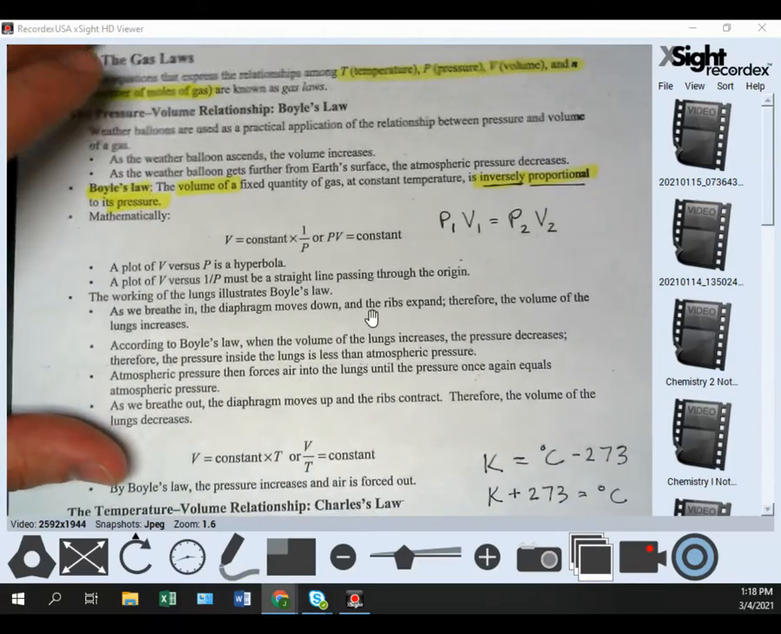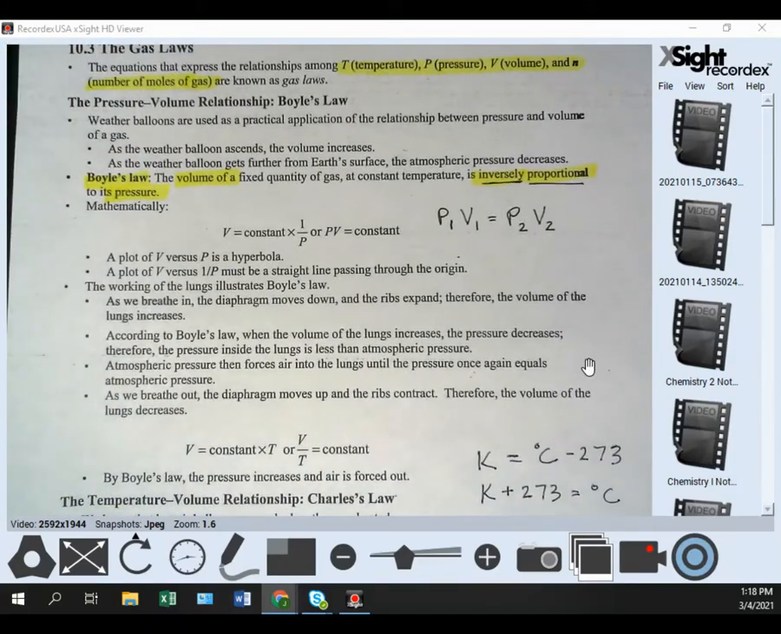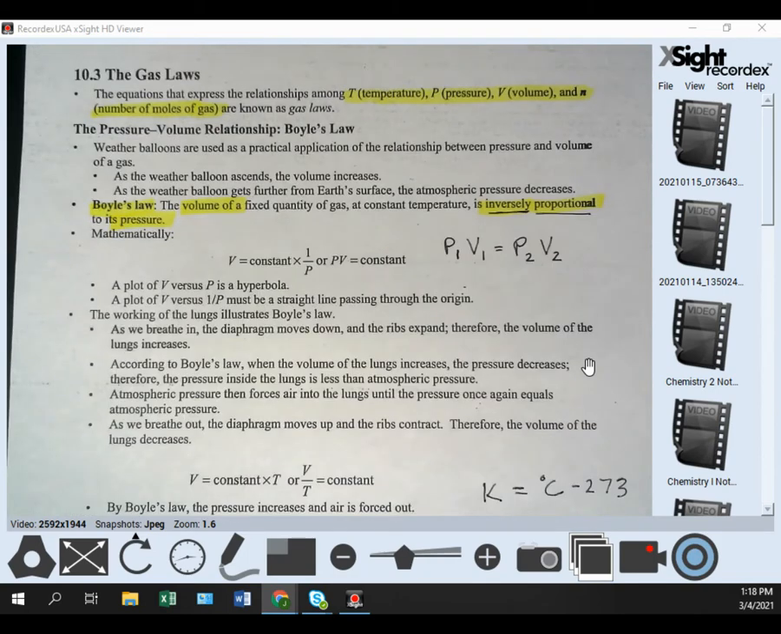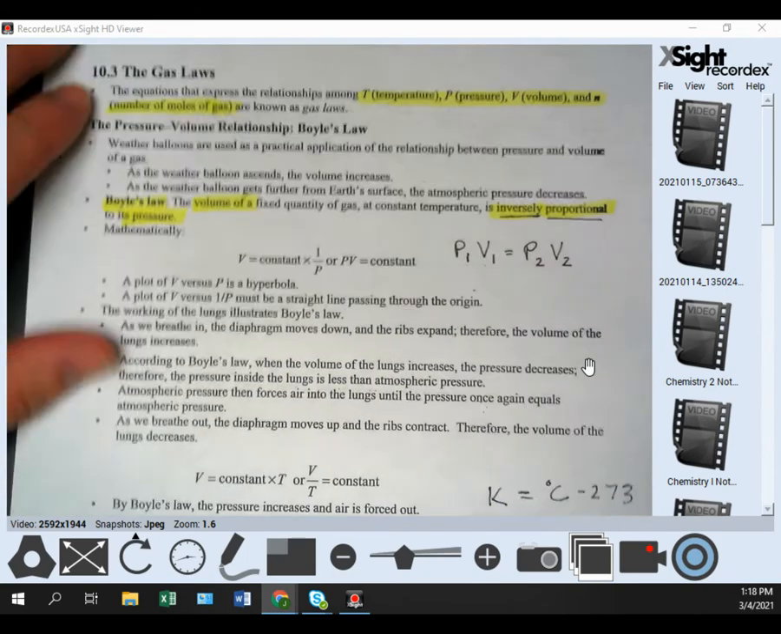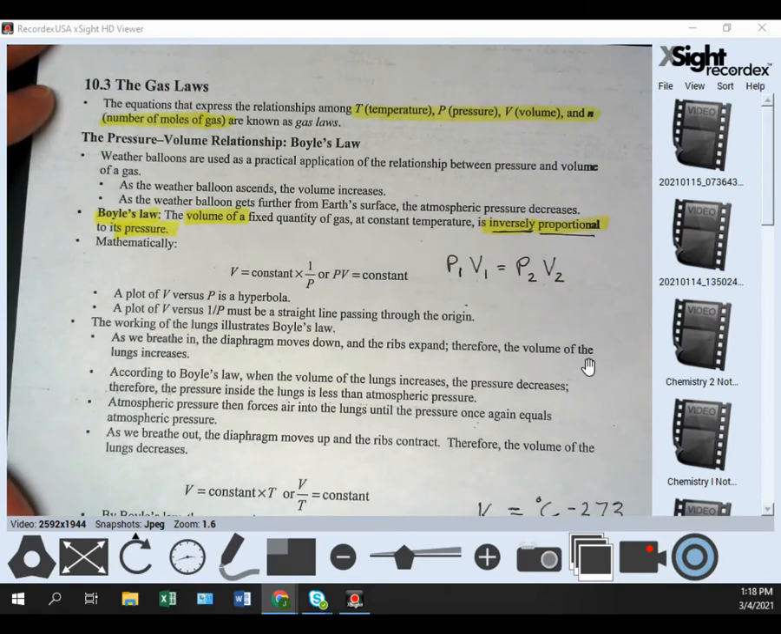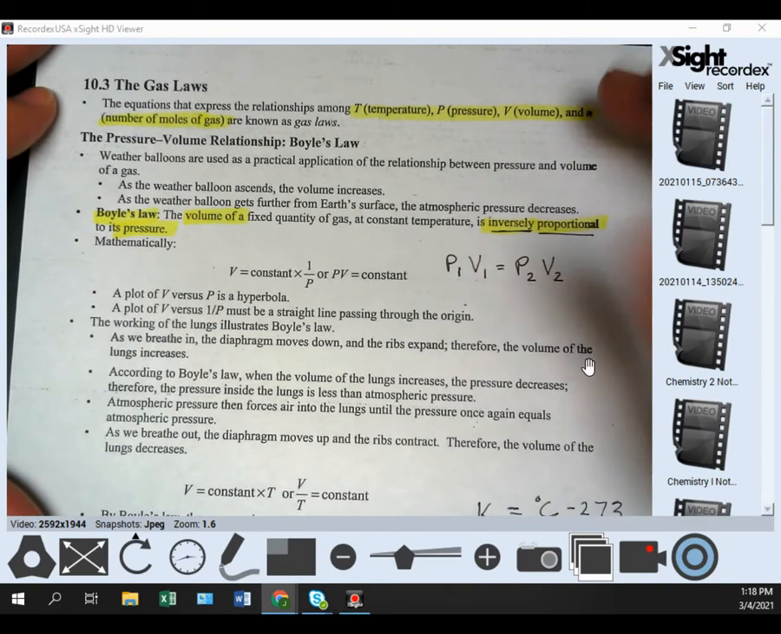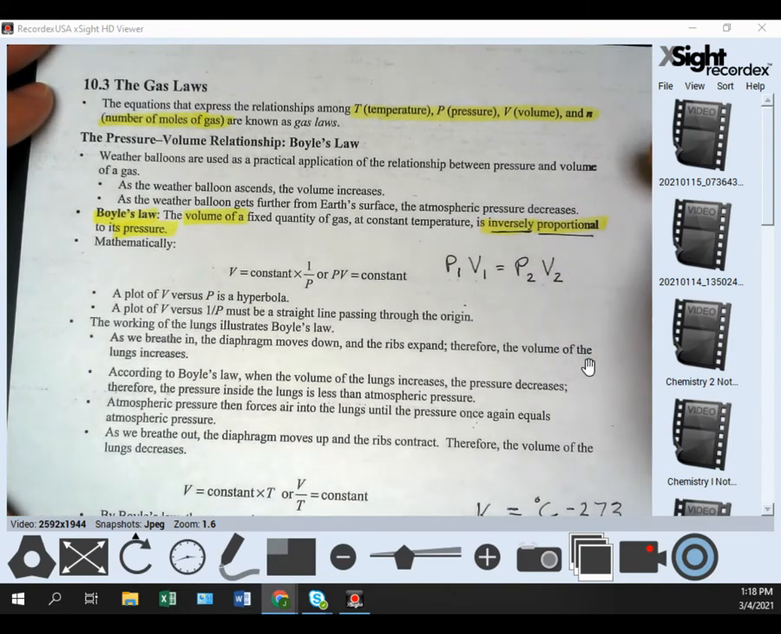All right. So, chapter 10 is on gases and gas properties and gas laws and stuff like that. We've already talked about 10.1 and 10.2. So 10.3 starts with some of the application, the gas laws.